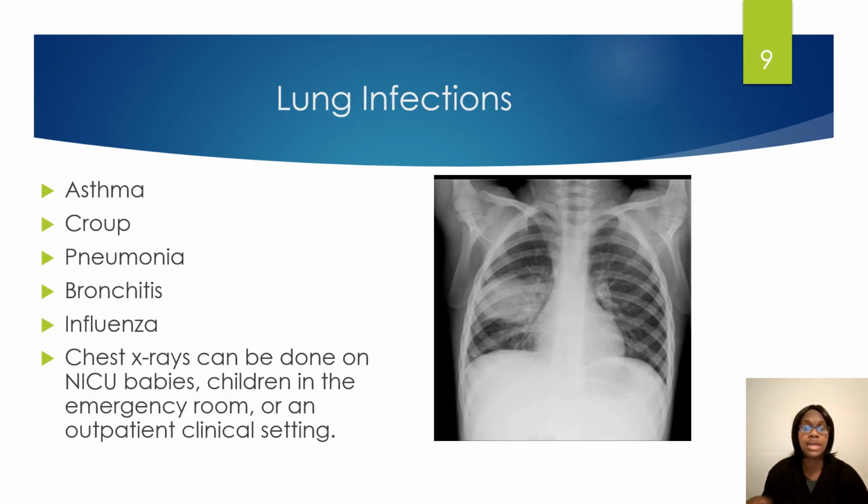You also have lung infections, to rule out asthma, croup, pneumonia, bronchitis, the flu. Chest x-rays can be done on babies, especially if they are in the NICU. It can be done on children in the emergency room department or in an outpatient clinical setting. And this is an x-ray of like the chest. This can either be looking at the lungs or the entire chest, depending on the symptoms the child came in with.